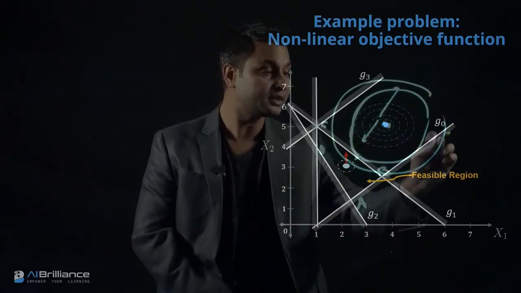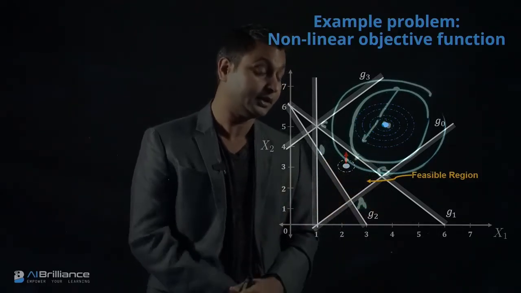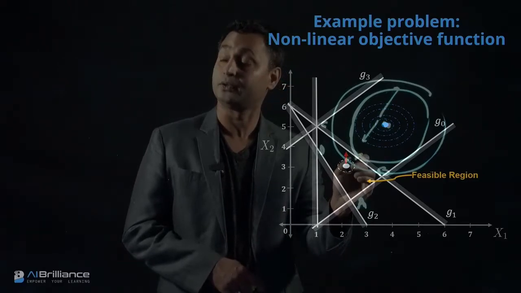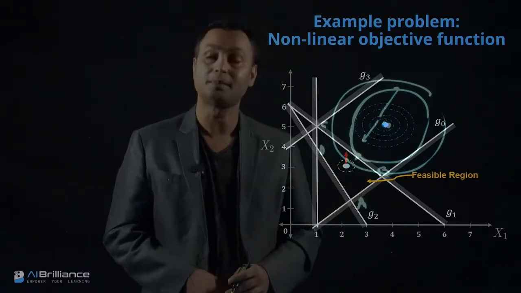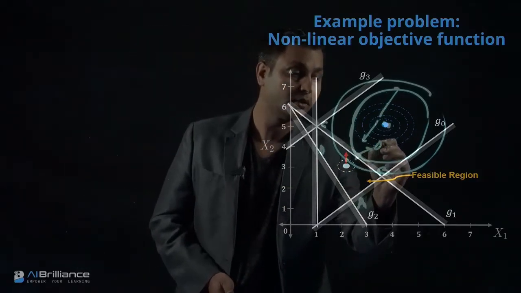Whereas if you take this contour, okay, there is a solution which is feasible here, but that has more objective function value than what we have for this contour. And that's how we will determine the optimal solution for this overall problem. So this will be the location of the optimal solution.